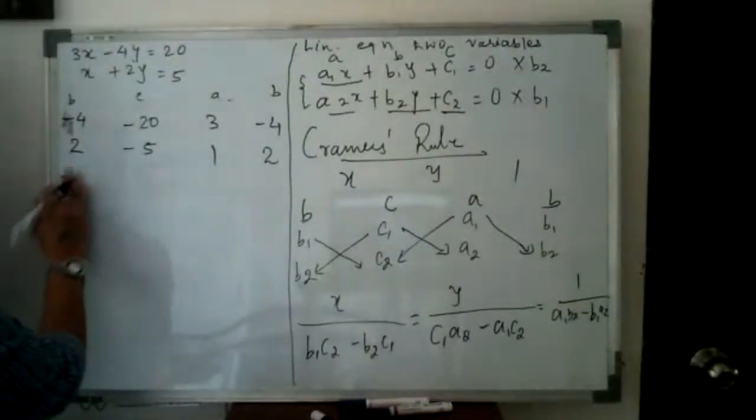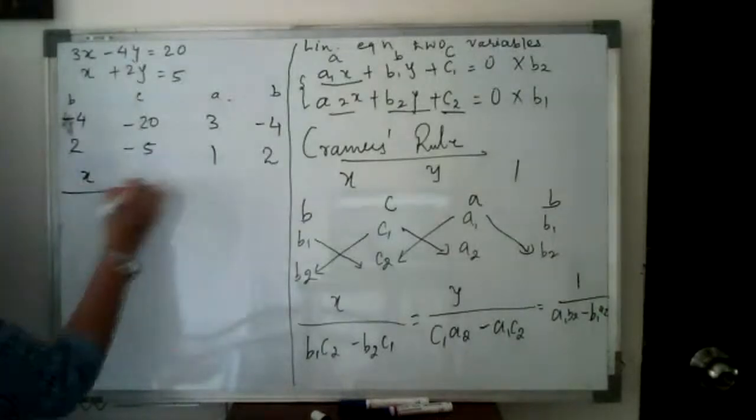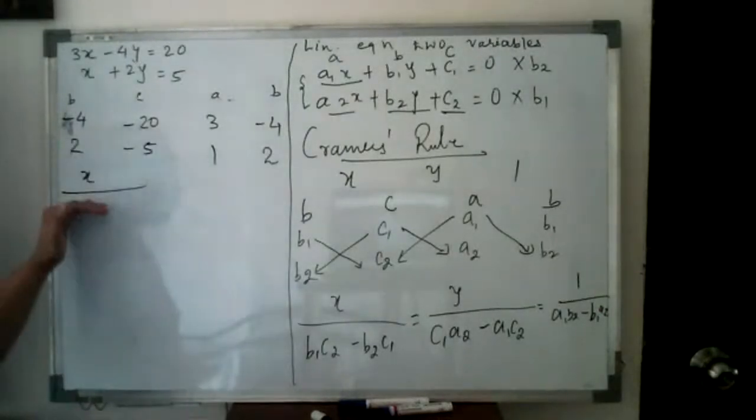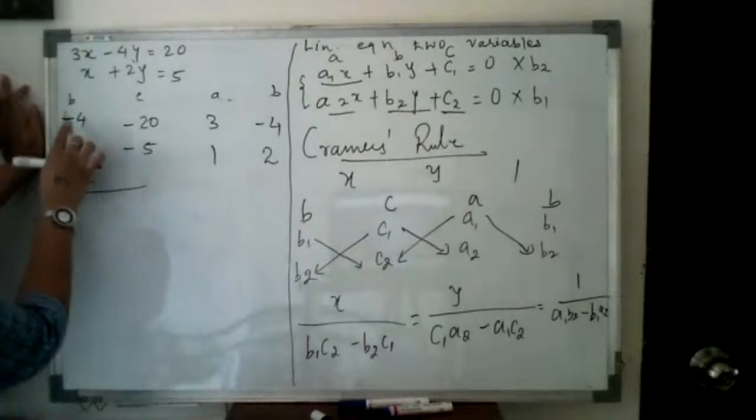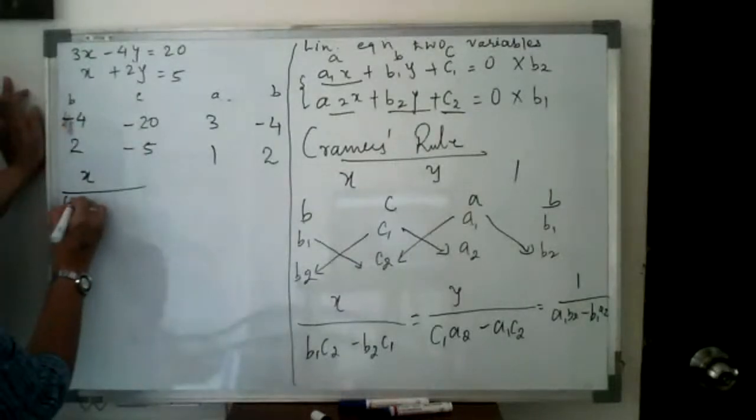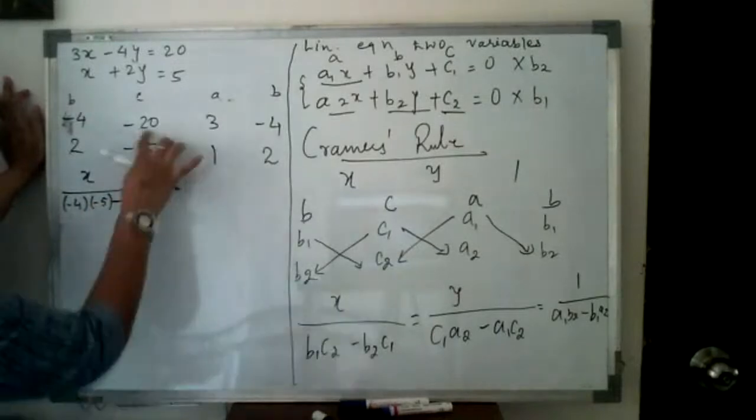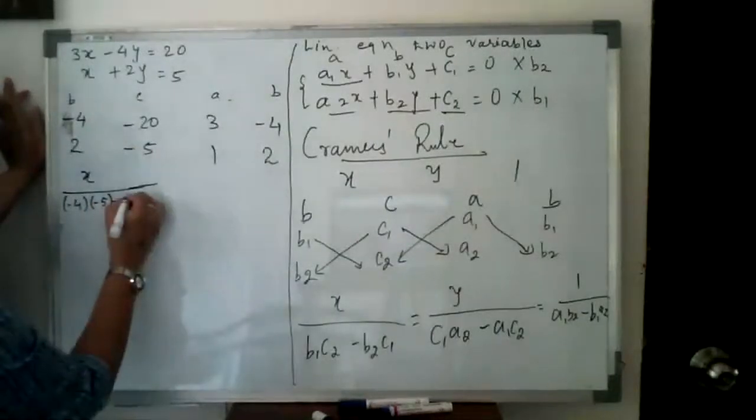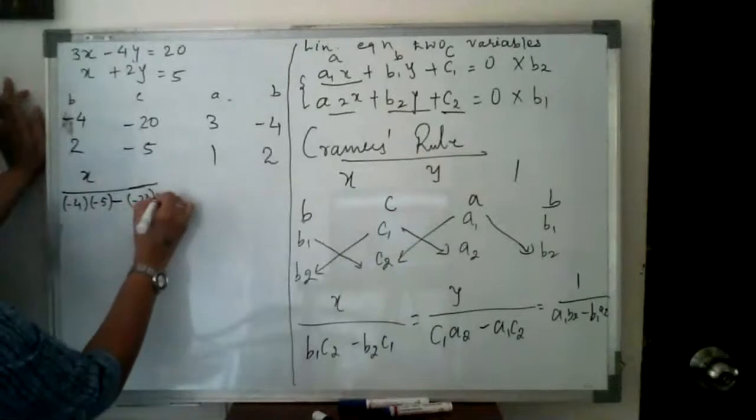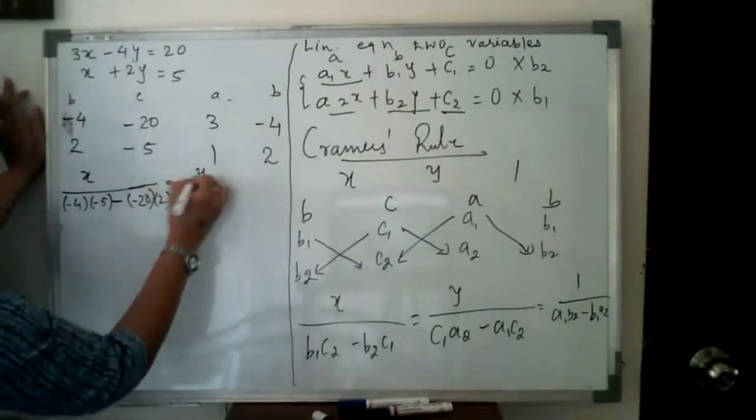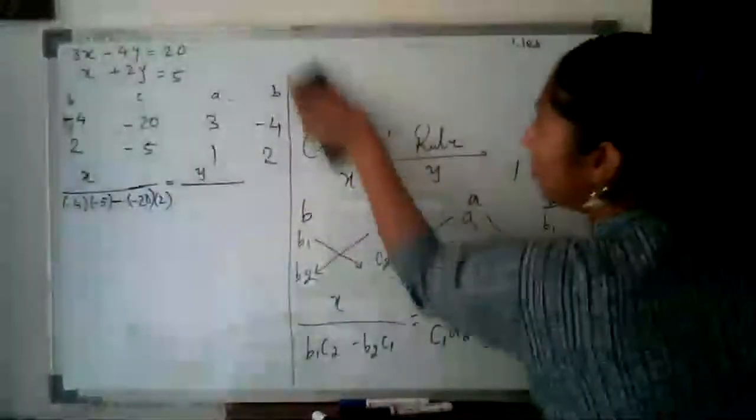So what did I write here? x upon. Pay attention. Here you can substitute actually also. So like minus 4 into minus 5, minus 20 into 2 is equal to y upon. I hope I could have this so that you understand better.